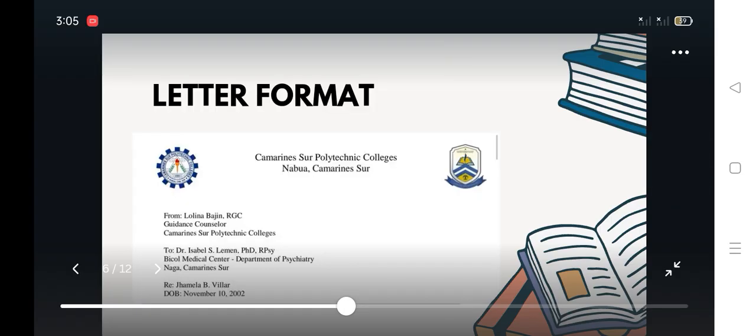And then, let's start with the letter format. As you can see, we've indicated in the upper left part the name, position, and address of the sender and the recipient. So it's from Lolina Bajin, registered guidance counselor from Camarines Sur Polytechnic Colleges. And we're going to send this letter to Dr. Isabel S. Lemen from Bicol Medical Center, Department of Psychiatry.